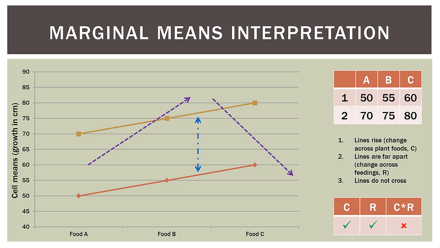Well, the column effects, the foods, are significant. That's because the lines go up and to the right. Now the row effect, or the feeding frequency, is also significant because the lines are far apart. The 2 feeding line is always above and pretty much higher, 20 centimeters higher, than the 1 feeding line. Now there is no interaction here because the 2 feeding line is always above the 1 feeding line. They do not cross.